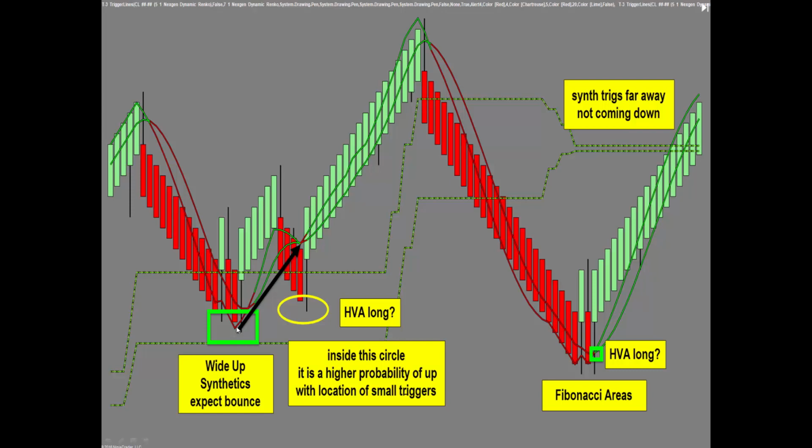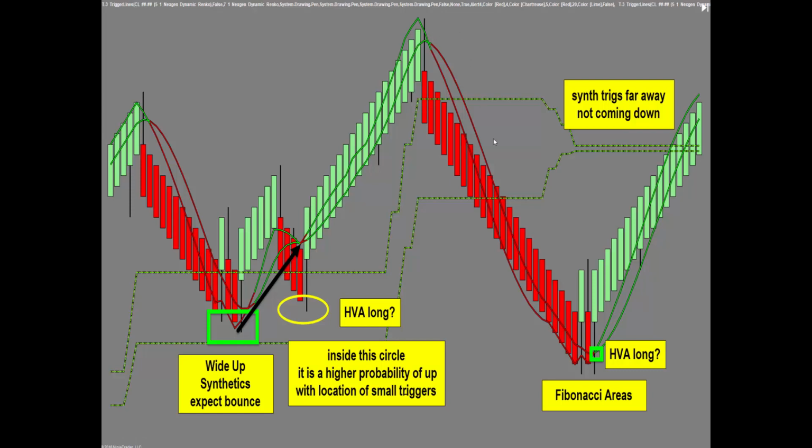And you may or may not have a reason for a trade here yet. But after the bounce up and the small triggers roll up, if you have a high volume area here that started at the bottom, this higher small trigger line look at the time you reach the high volume area is a very, very good look for a long trade.